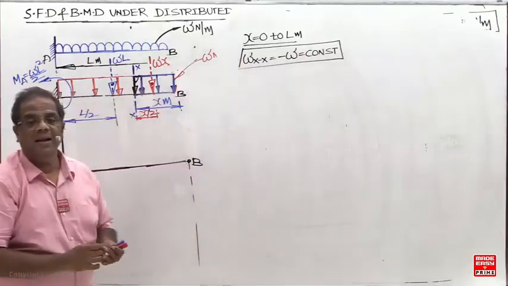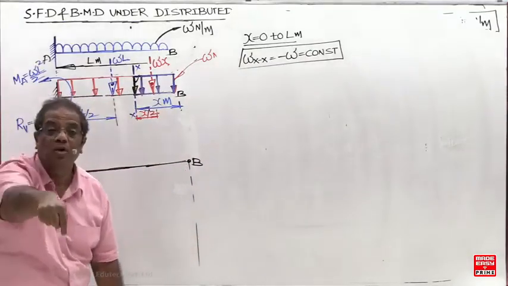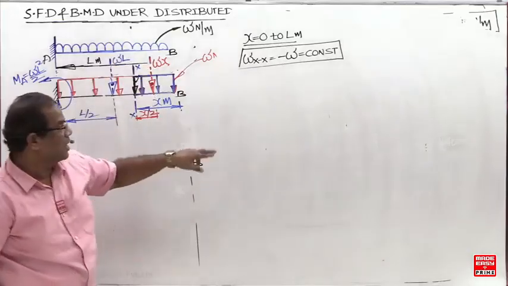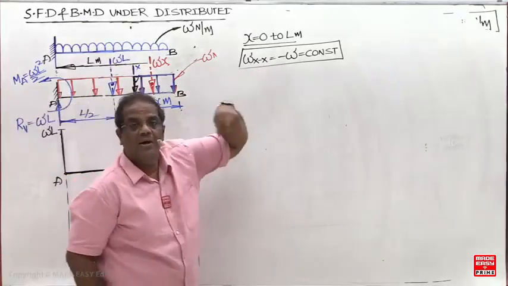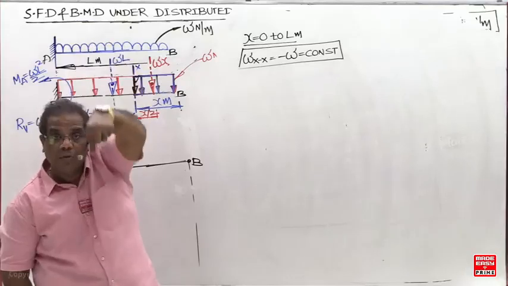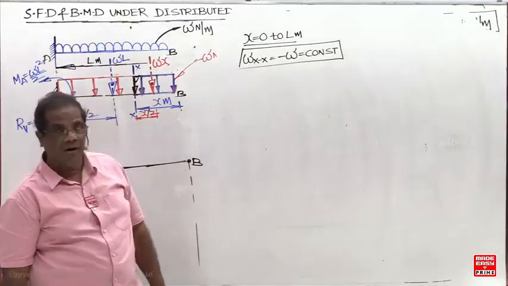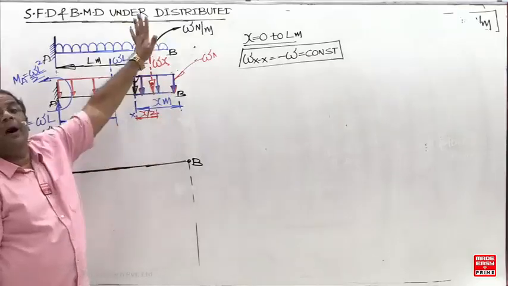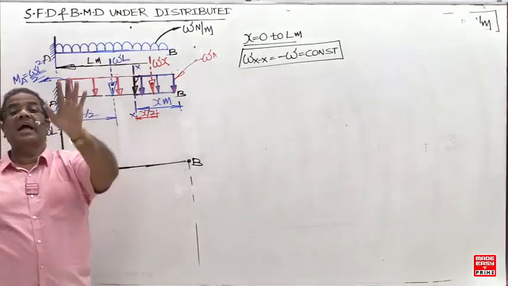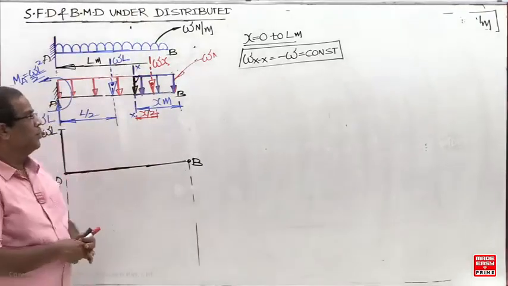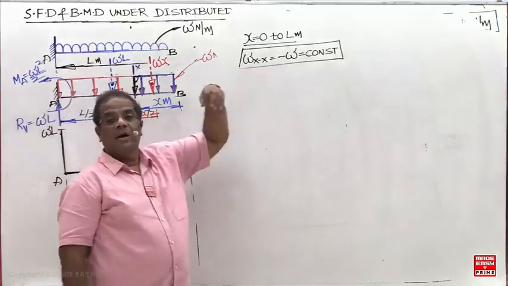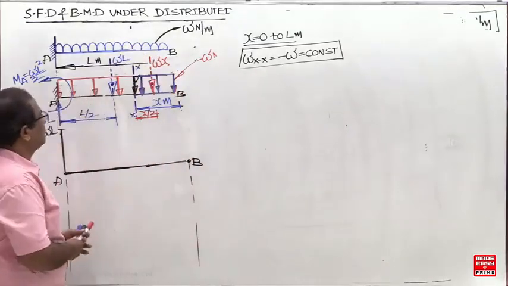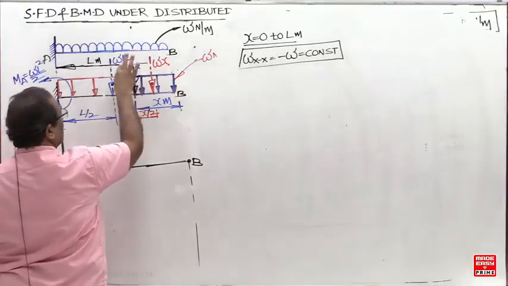Sir, why have you taken minus? I am following: downward load intensity is negative. Either downward or upward? No, downward. Downward I am taking negative. So what is the meaning of this minus? That intensity is acting in the downward direction. Sometimes the question is given with this UDL in the upward direction. If the intensity is acting in the upward direction, it should be positive. So this minus sign represents the load intensity acting downward.